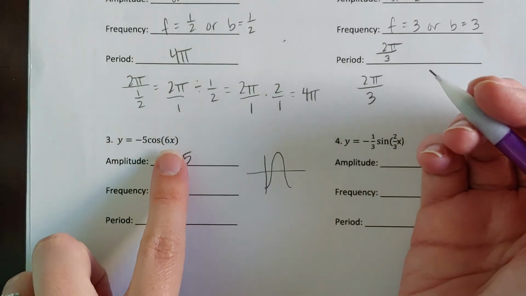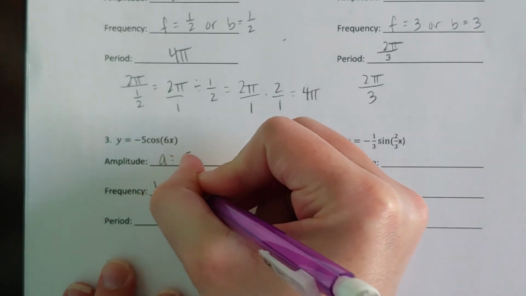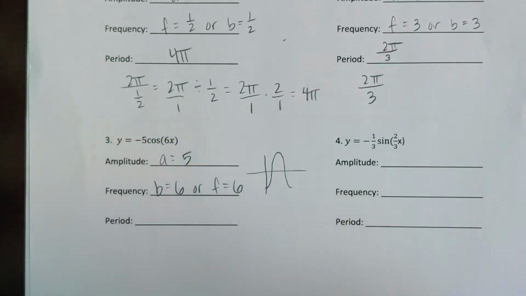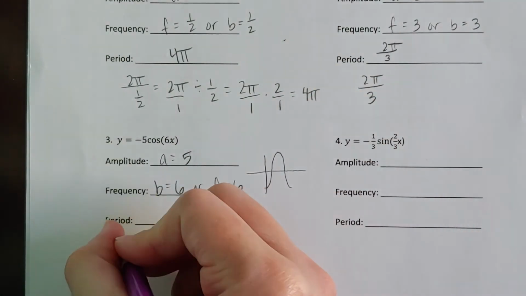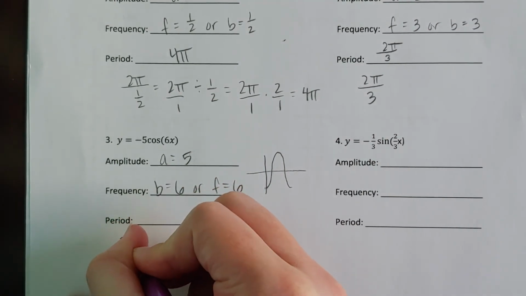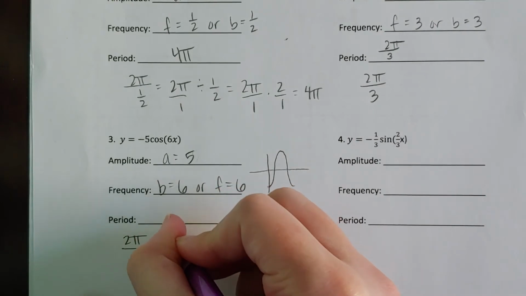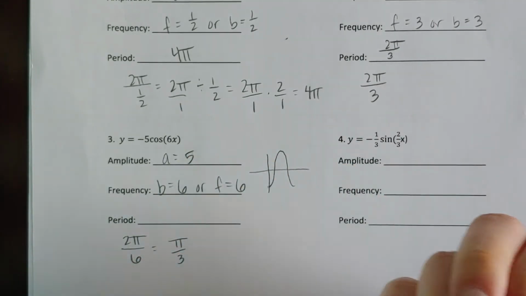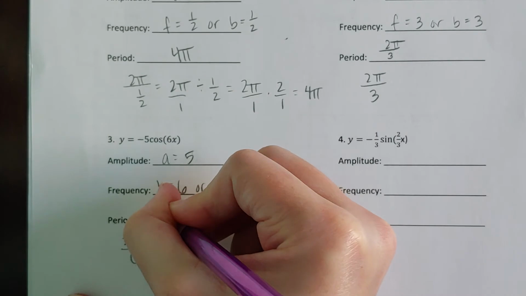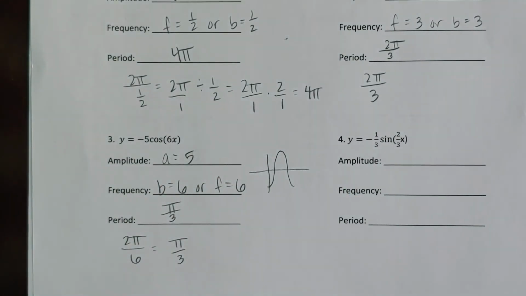The frequency is the 6, so b equals 6, or you could write f equals 6, whichever you would like. And the period is 2 pi divided by the frequency. You do want to reduce that, so this reduces to pi over 3. 2 over 6 is 1/3. So we would say that the period is pi over 3.